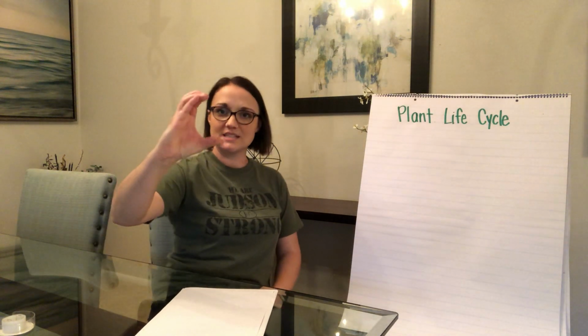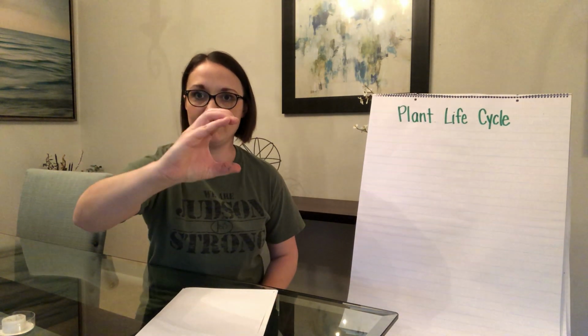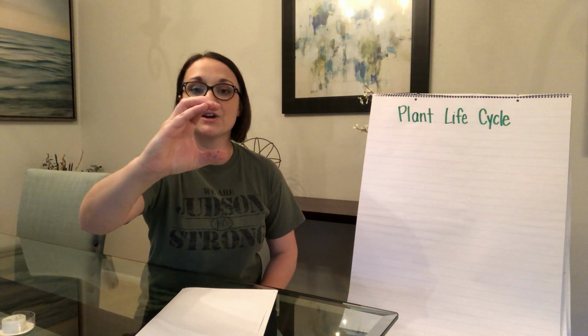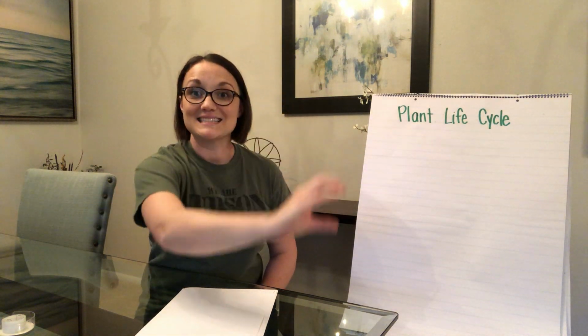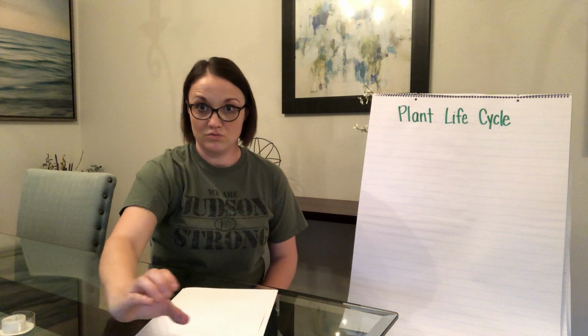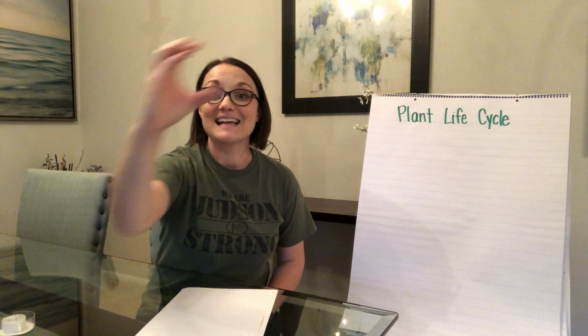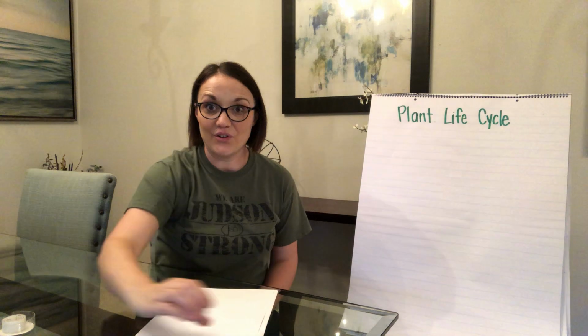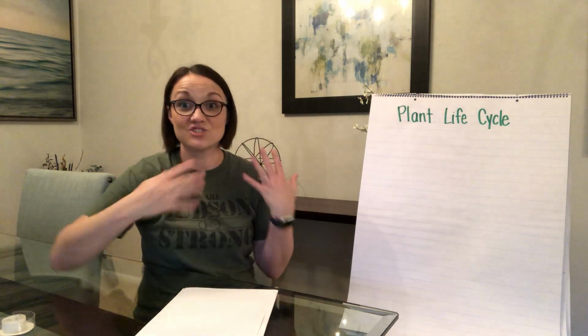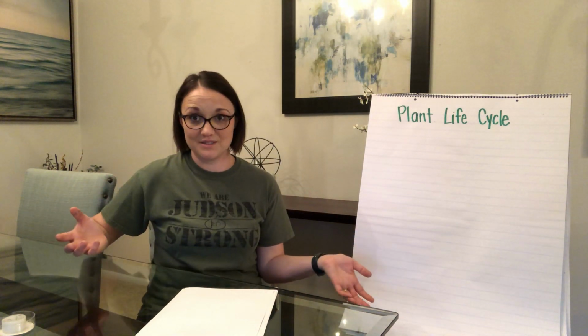So I want you to get your C's out for me. Get them ready. You ready? And we're gonna say a cycle is a circle. All right? So tell me that. A cycle is a circle. So a cycle is a circle that happens in the natural world.